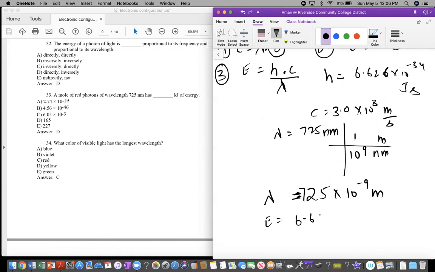So 6.626 times 10 to the power negative 34 joule seconds times, let me open this more.